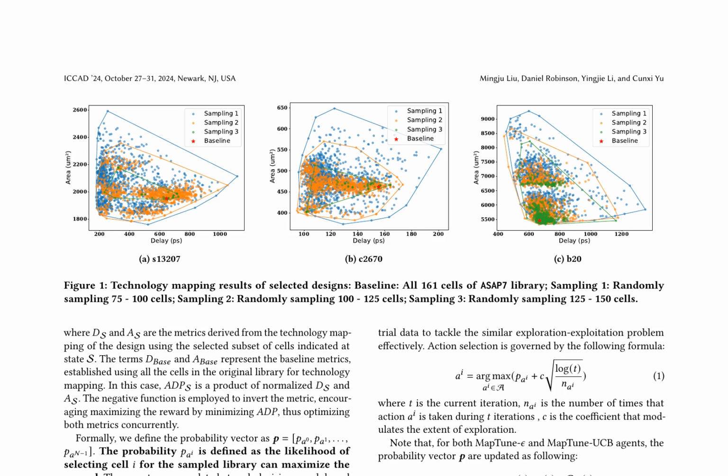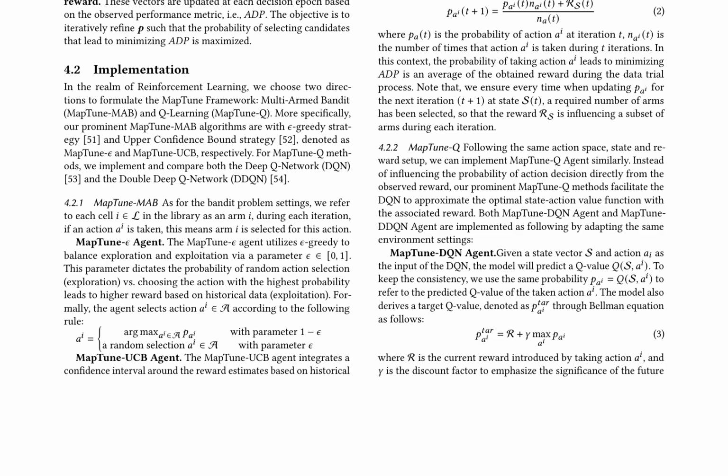The probability of selecting an action is derived from the predicted Q value of the taken action, and the target Q value is calculated using the Bellman equation. The authors also provide a detailed explanation of the probability vector update mechanism for both MapTune MAB and MapTune Q agents. This involves adjusting the probability of taking an action based on the observed rewards and the number of times each action has been taken during previous iterations.